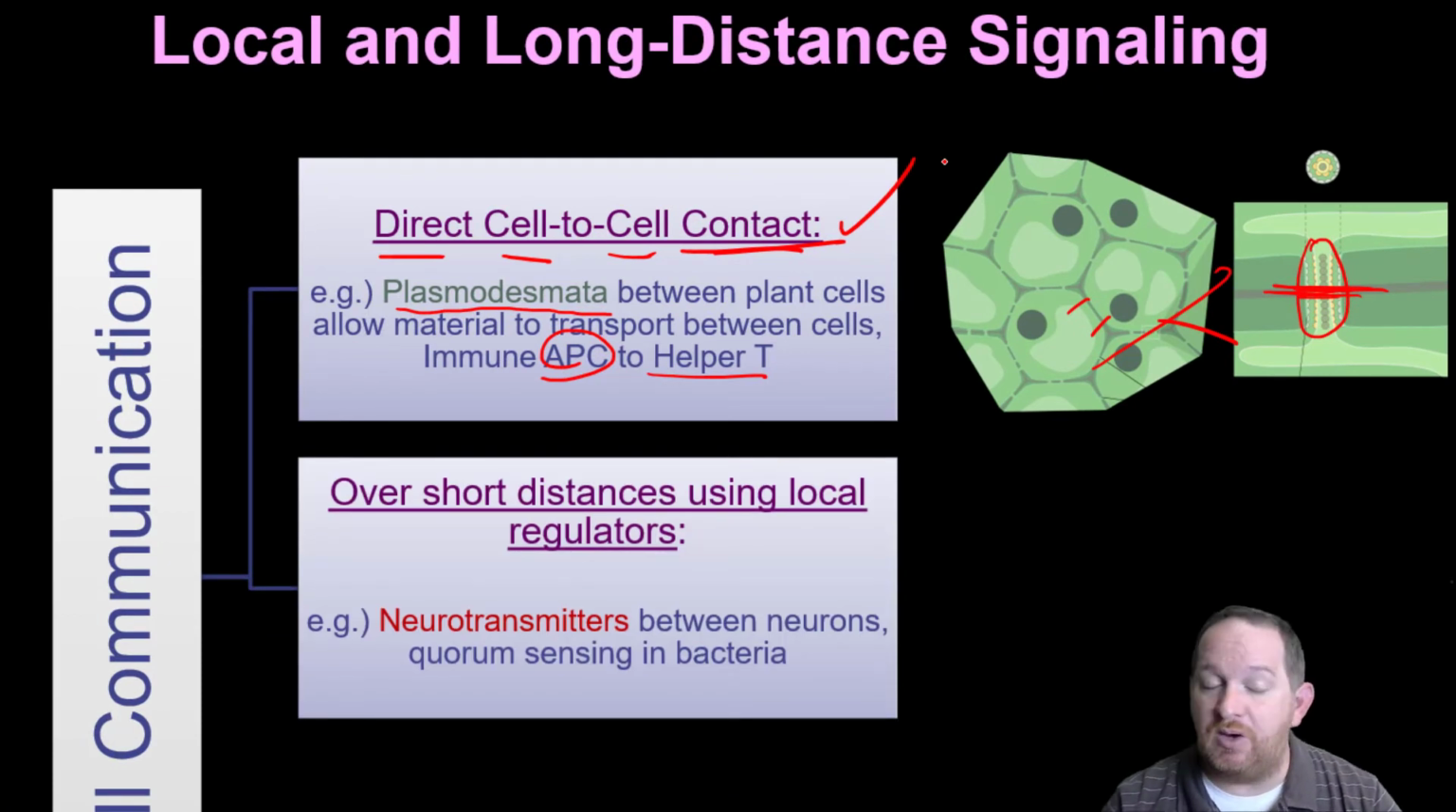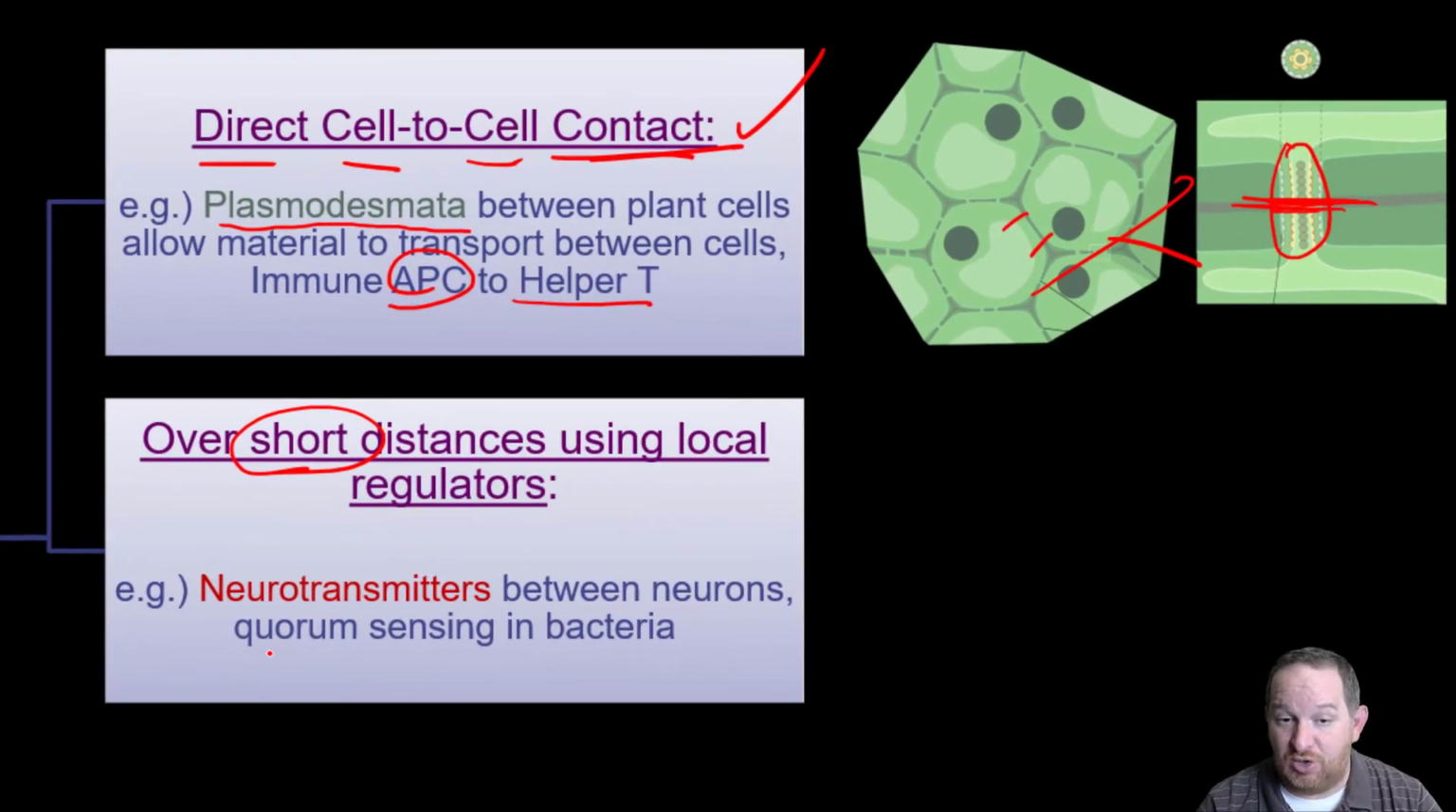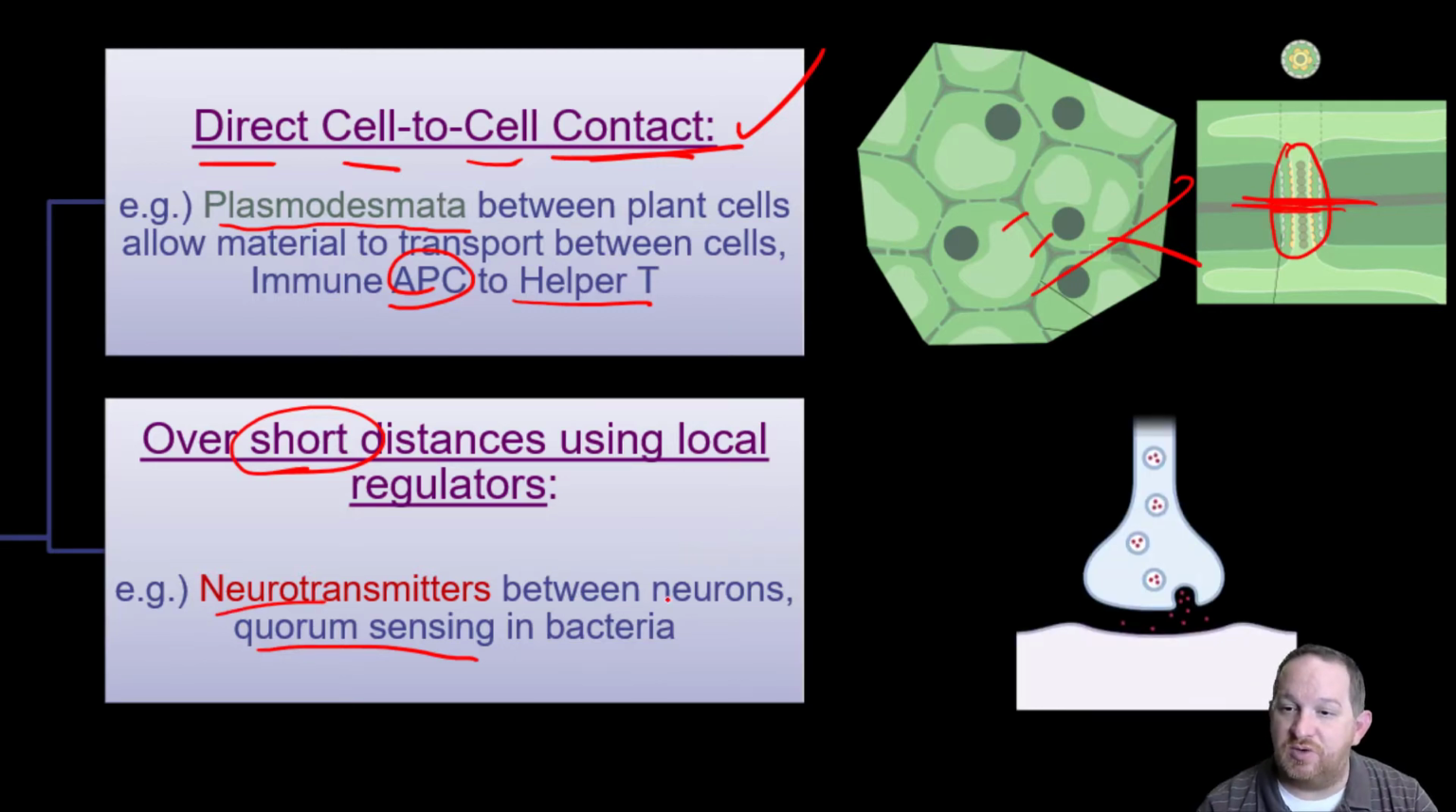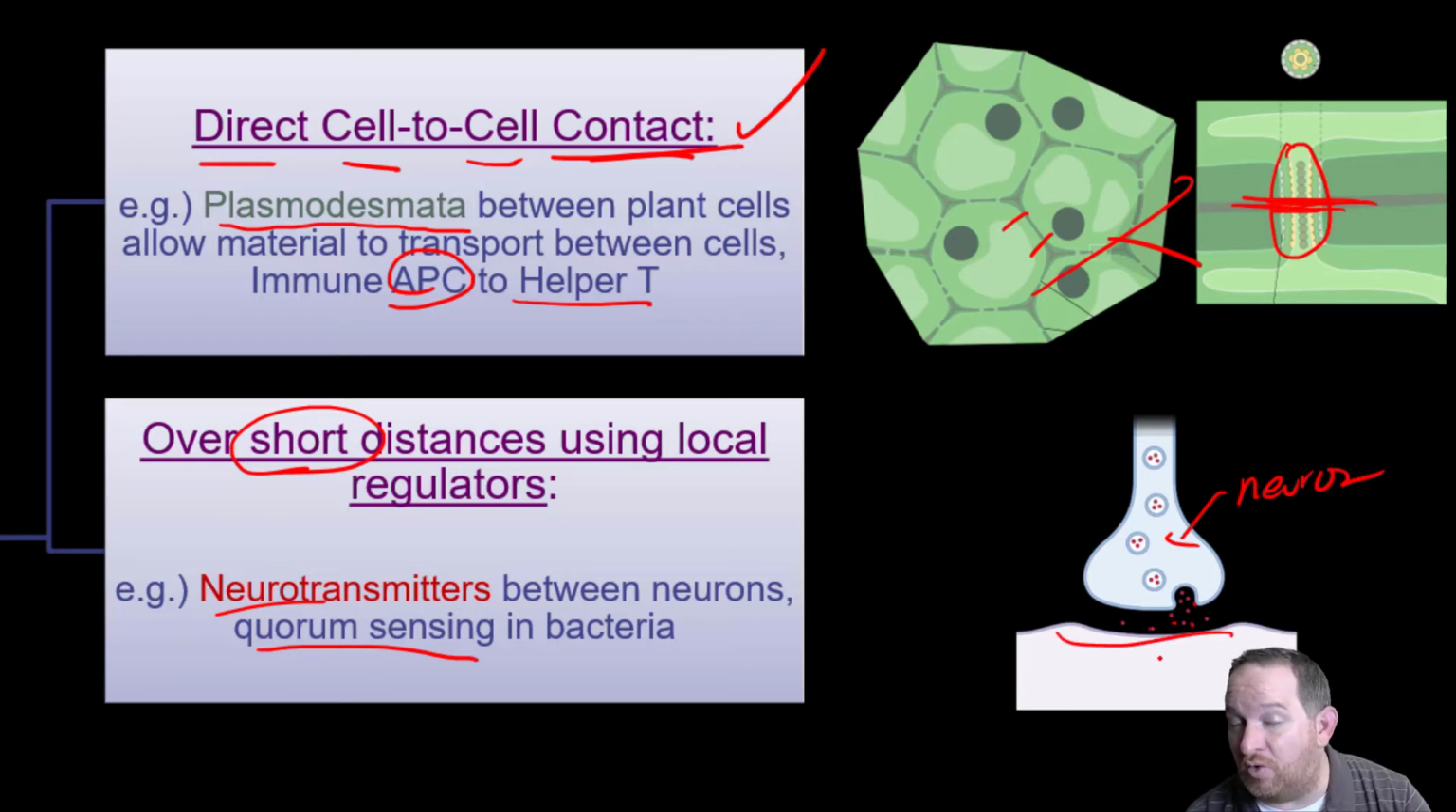Another example would be when cells communicate over short distances. And the prime example that I listed earlier was quorum sensing in bacteria, right? Bacteria close to another bacteria, they send a little signal to each other. The other example you may have heard of is neurotransmitters between neurons. And that's what you sort of see here, right? You see the axon of one neuron. There's a neuron right there. And it's releasing some little neurotransmitter chemicals. They're going to go to either another neuron or a receptor cell to do some work.